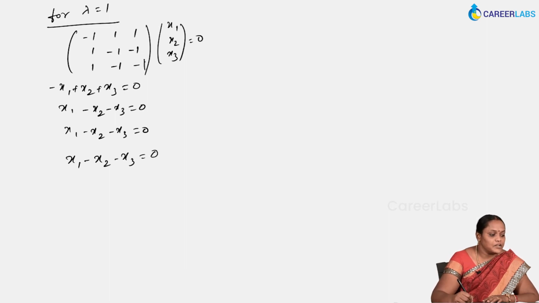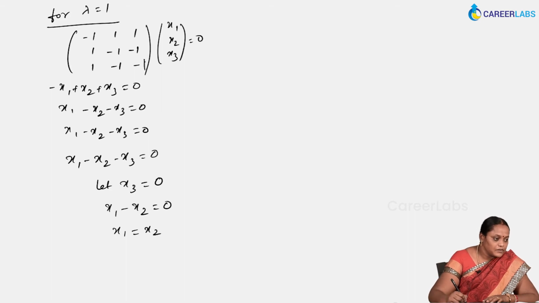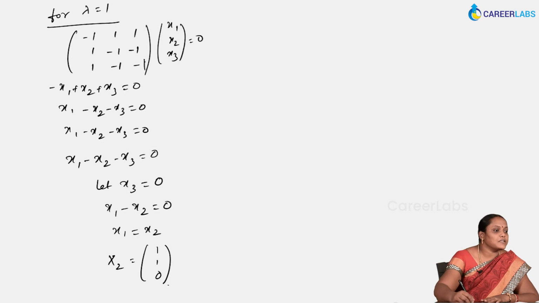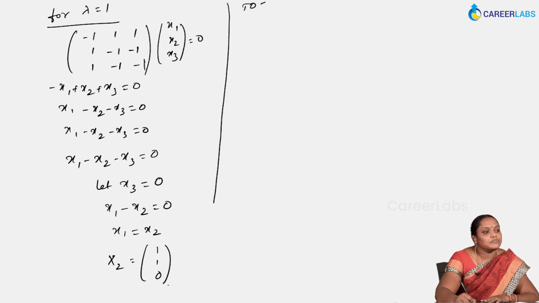For this purpose, let x3 be equivalent to 0. If we fix x3 equal to 0, x1 minus x2 will become 0. So, it means that x1 is equal to x2. Therefore, the vector x2 is nothing but 1, 1 and 0. Now we are supposed to find the third vector. That can be done with the concept of orthogonality.